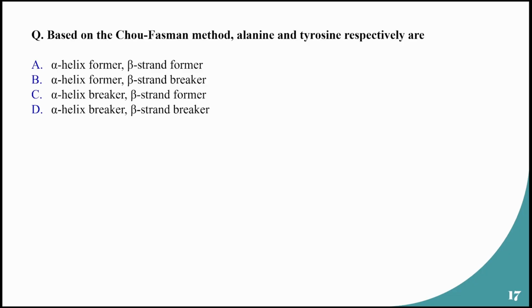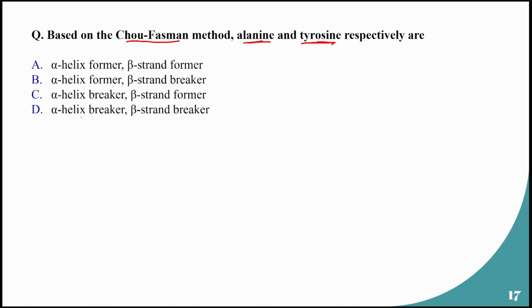So based on this method called the Chou-Fasman method, we can assign the different types of amino acid residues to be certain secondary structure formers or breakers. In this particular case, the question is asking which of the following options are correct as per the Chou-Fasman method for alanine and tyrosine.